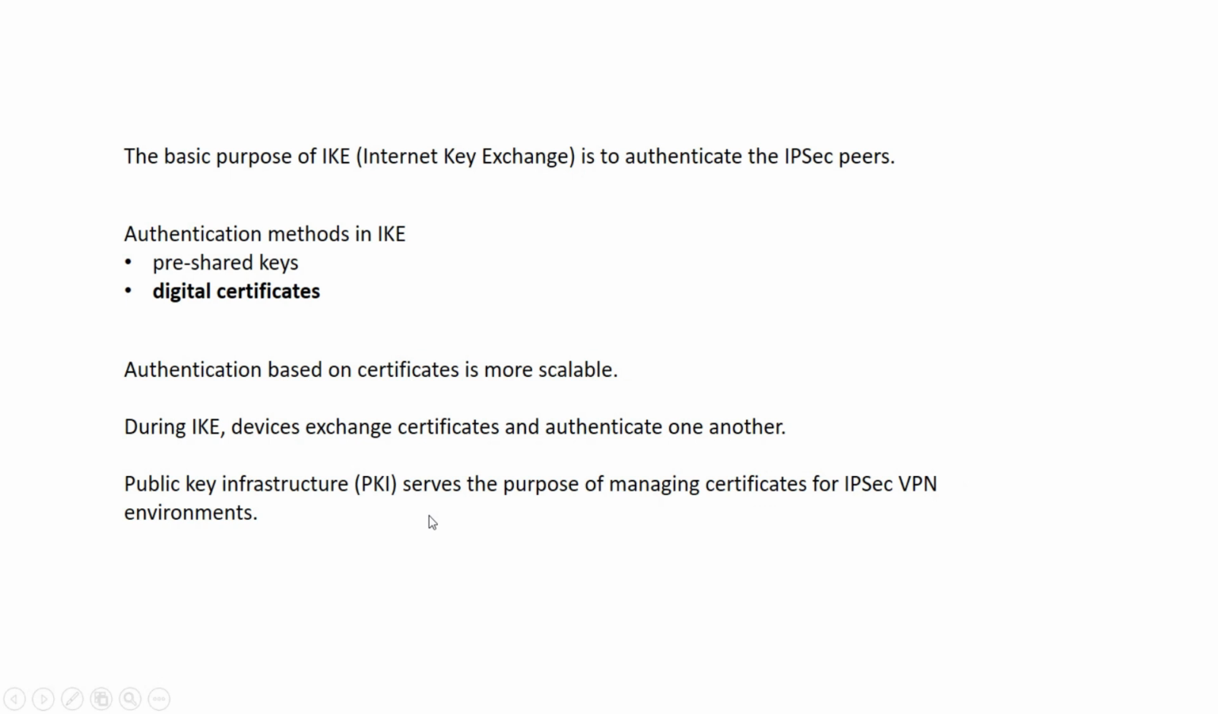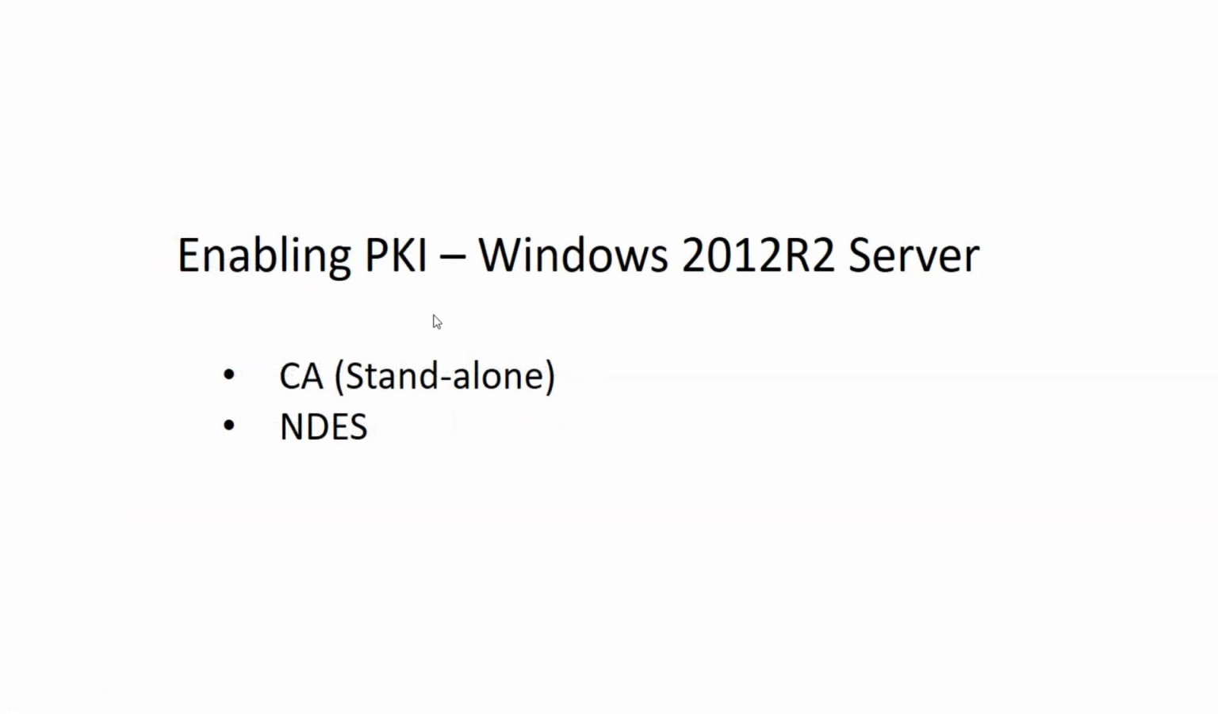So having said all that, let's start with building the PKI infrastructure. The first thing that we need to do is to enable PKI, public key infrastructure. In our case, PKI will be comprised of one Windows 2012 R2 server that will run two services: Certification Authority Service in standalone mode and Network Device Enrollment Service.